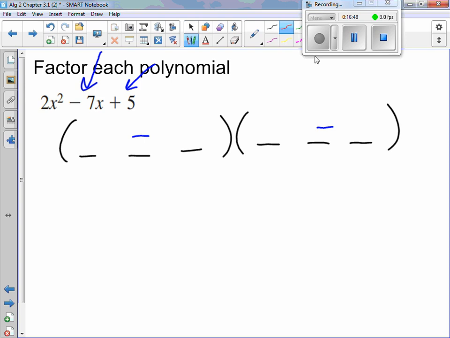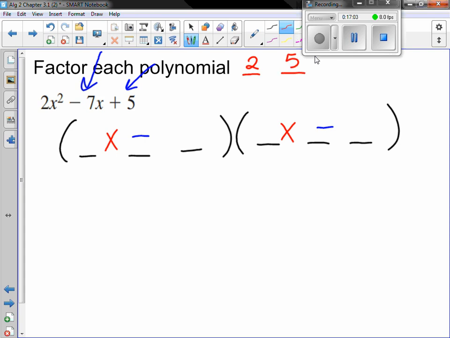That brings us to step 4, and that's the factors of the first and third term. Well, since we have x squared first, I know that there's going to be an x and an x. Factors of 2, factors of 5. So what would be our factors of 2? 1 and 2. Factors of 5. 1 and 5. Do we put 1 first or 5 first? 1 and 5.